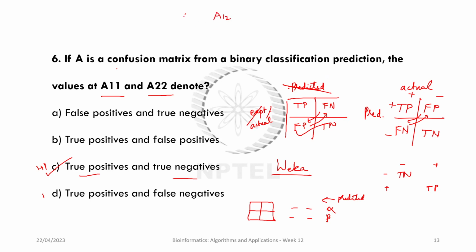So they're calling it A11, A12, A21, and A22, where the first is the row and second is the column. Right? So first row, first element, it's A11 only. If it were a matrix, this is the first row, first column element, and first row, second column will be A12. So the question is about A11 and A22, so it will be true positives and true negatives.